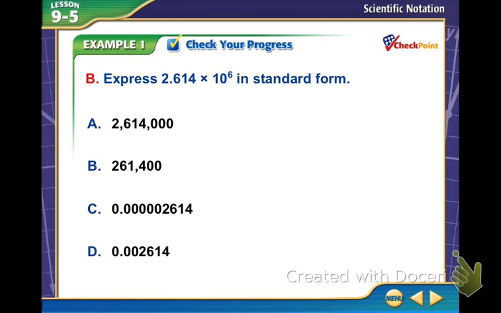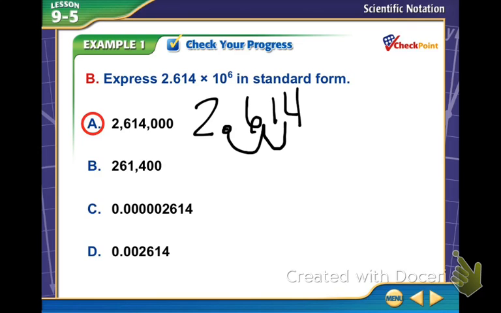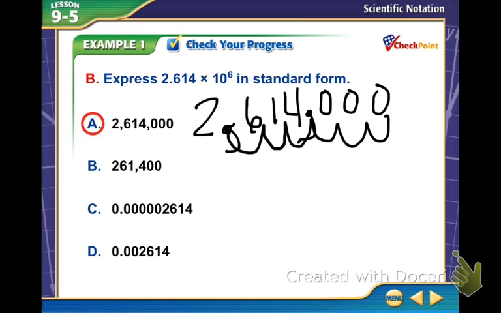Okay, check your progress. You write this scientific notation in standard form. Remember to pause the video. Multiplying by 10 to the 6th means moving your decimal 6 place values to the right. 1, 2, 3, 4, 5, 6. Fill in the gaps with zeros. Put in your commas every 3 place values for 2,614,000.